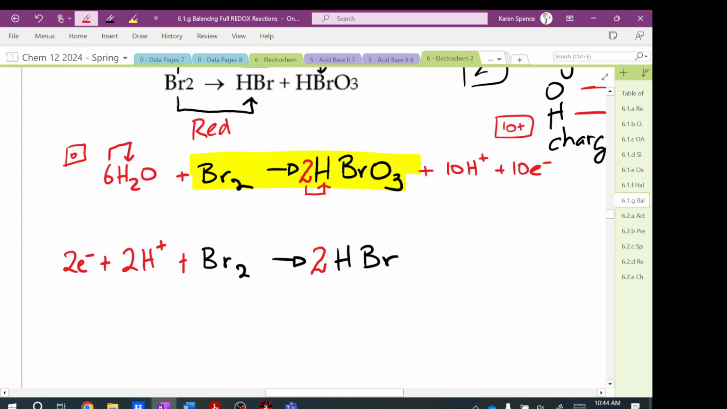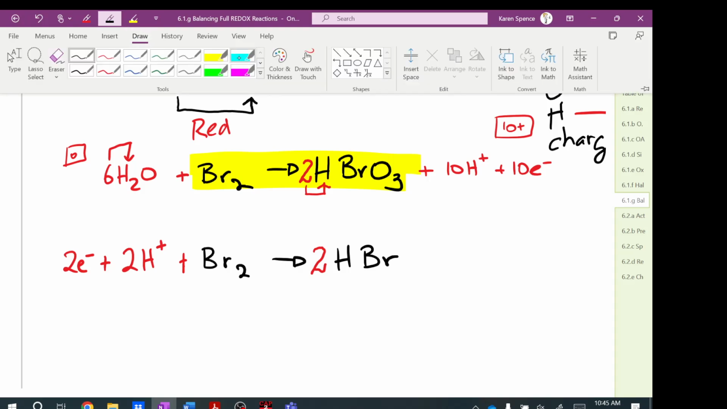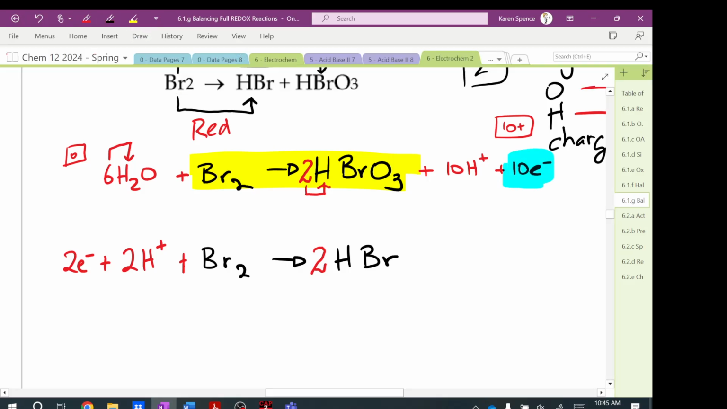Okay. Now, we want to take everything and we have split them apart. We have balanced them. Everyone, do it with me. We have split them apart. We have balanced them both. What comes next? Electrons in equal electrons out. So let's look at our electrons here. Electrons out is 10. Electrons in is 2. Do we need to multiply either of those reactions or both? Only one of them. We need to multiply the second one by 5 because that's going to give us 10.